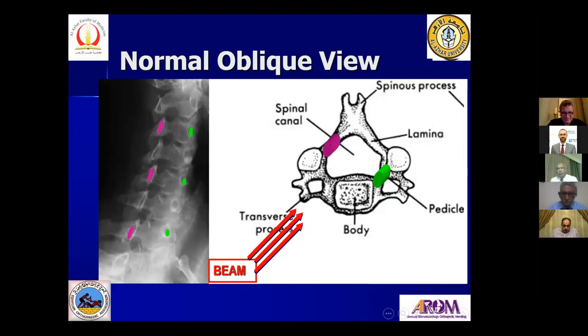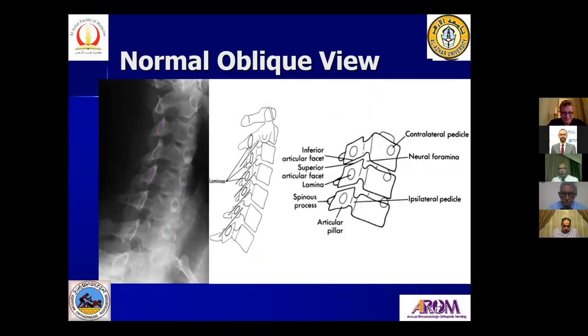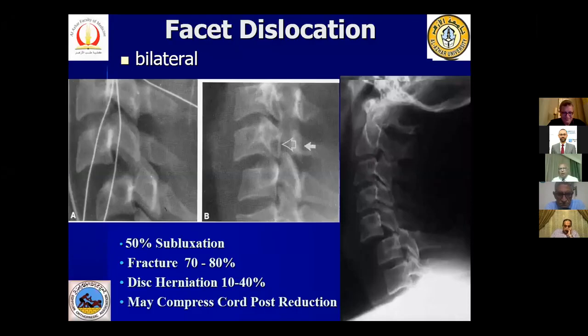So how to read the X-rays is very important, to know the normal oblique views. What about the lines? The inferior articular facet to the superior articular facet must be parallel to each other and make a normal angle, parallel for the upper vertebra and the lower vertebra. But if there is disruption, it means there is something wrong, a facet dislocation. And this is an example of the normal alignment.